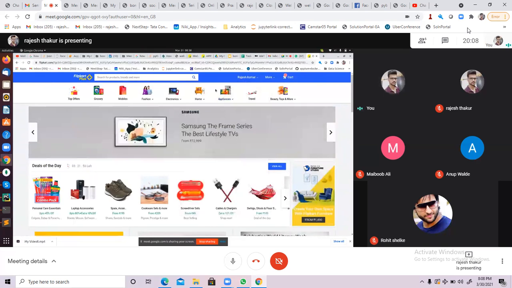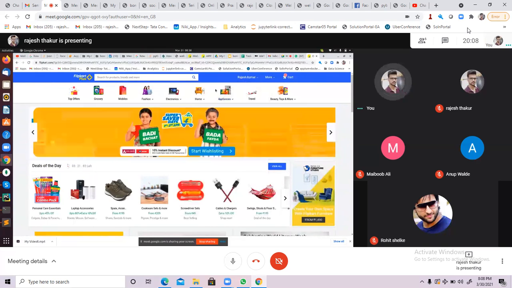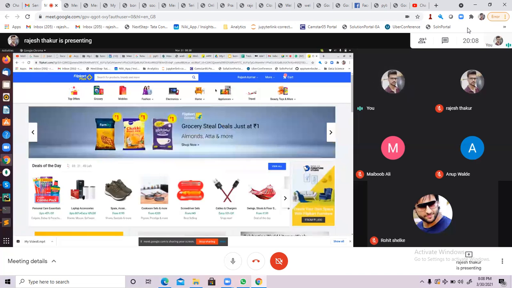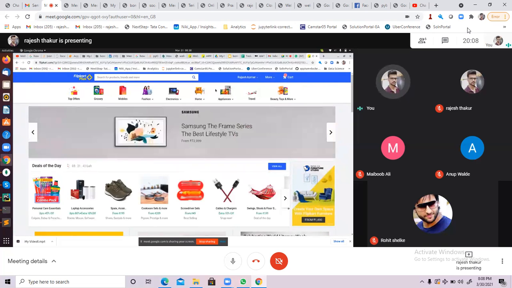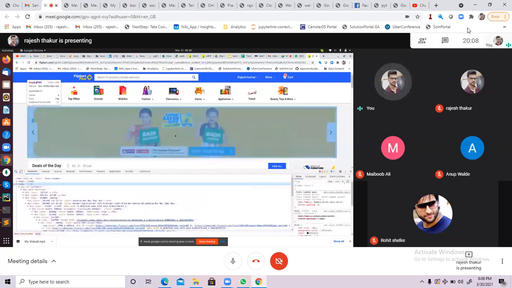So now let's discuss identifying the element with the contains attribute. What do we mean by the contains attribute? First of all, let's open the developer window. How to open the developer window? Control Shift C. If you press this, it will open the developer window.